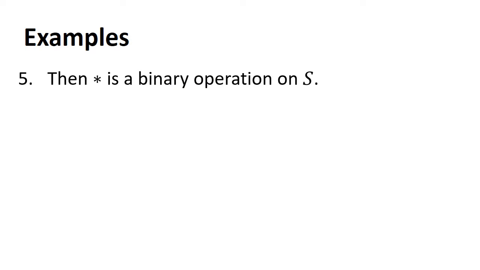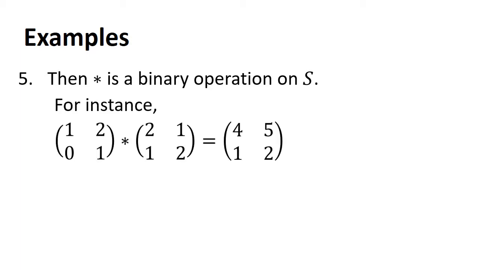From those definitions, we can say that matrix multiplication is a binary operation on the set S. For instance, we have the product of the 2 by 2 matrices [1 2; 0 1] and [2 1; 1 2]. The product is [4 1; 5 2]. How did we evaluate it? From the formula from the previous slide, we get 1 times 2 plus 2 times 1, that is 4.